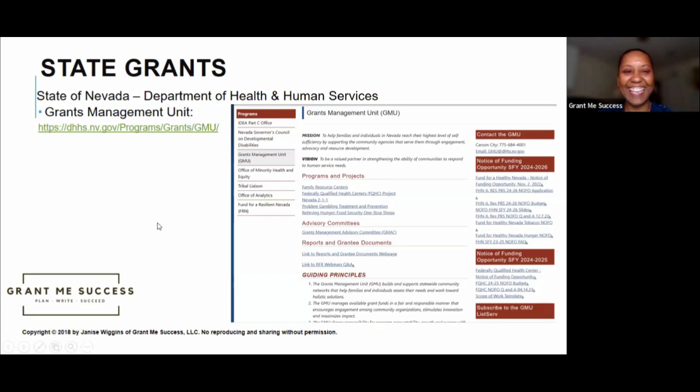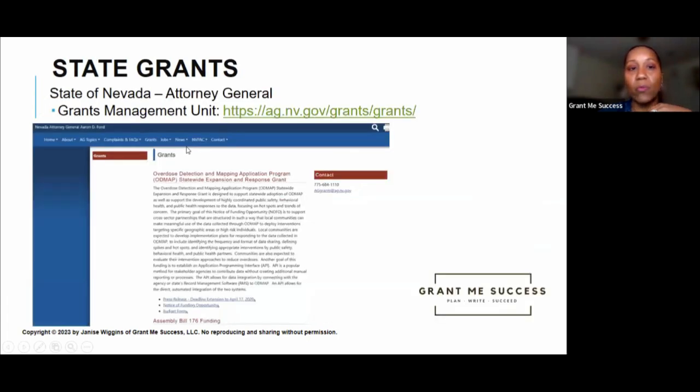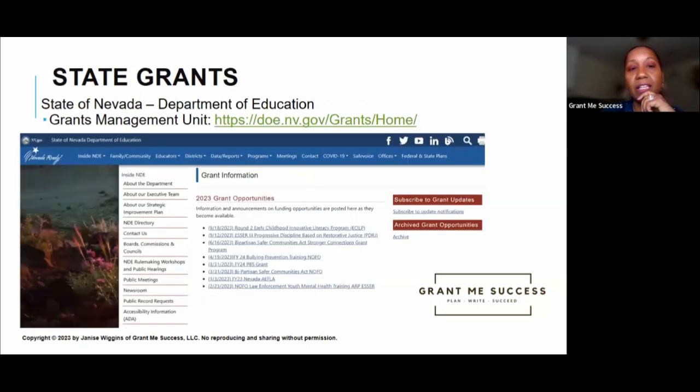Okay. Awesome. Okay, so I just wanted to show you guys here at the state level in my state in Nevada what our grants management unit websites may look like, or with the Attorney General's office and how they're advertising opportunities for grants. You see here, this was a grant for overdose detection and mapping. It was a statewide expansion, most likely to reduce overdose of opioids or some other substances within our state.